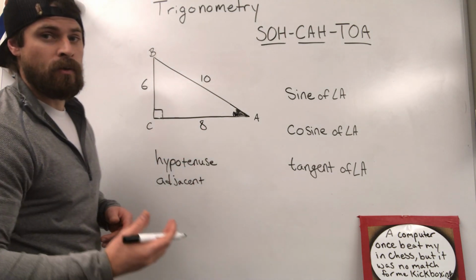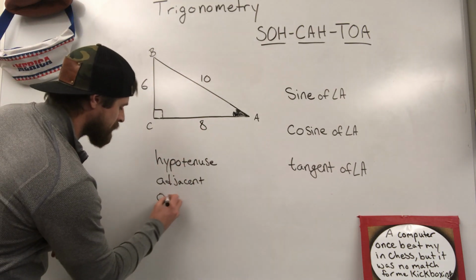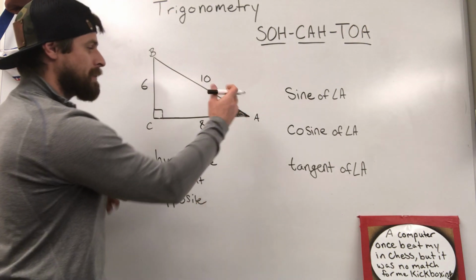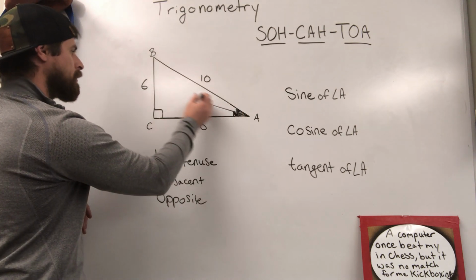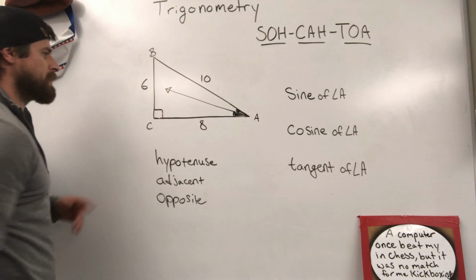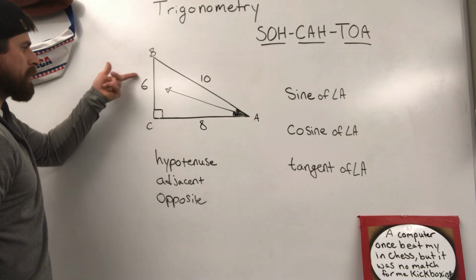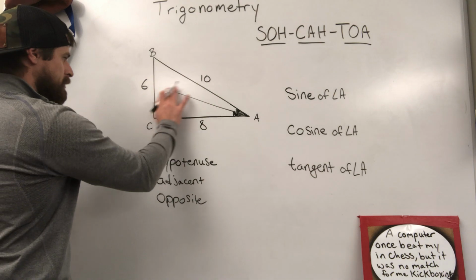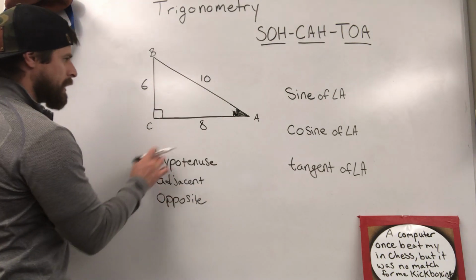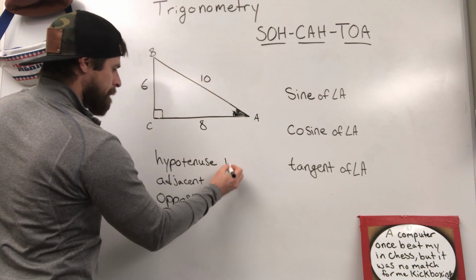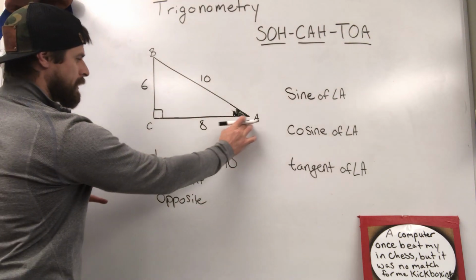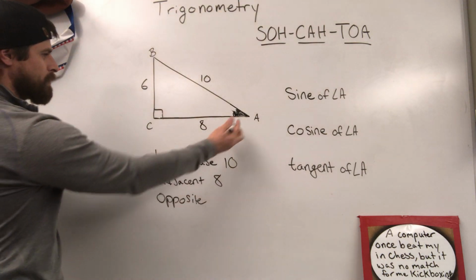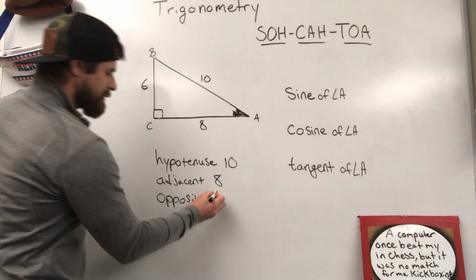And then the last one is the one that's opposite, opposite of the angle. So again, if we're talking about angle A, opposite of that angle is across the triangle. That would be side BC or the value of 6. So we can label each one of these out. Let's go back through it real quick. We've got our hypotenuse, the longest side, which is 10. We've got adjacent, the one that makes up the angle that's not the hypotenuse, 8. And then we have our opposite, which is across the triangle, 6.